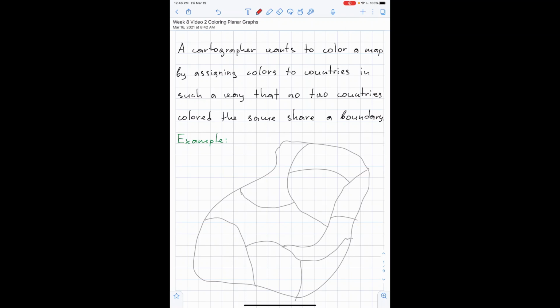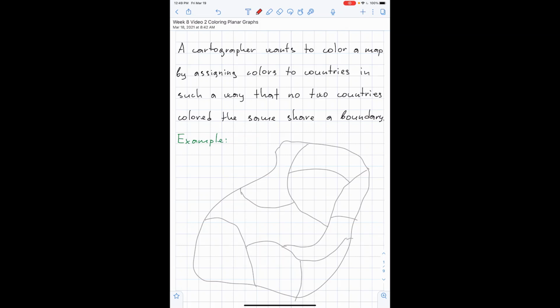Hello everybody. So today we are going to talk about coloring planar graphs and maps. So let's start with the following question, problem. Let's say that a cartographer wants to color a map, kind of a political map with countries. So he wants to color the map by assigning colors to countries in such a way that no two countries that are colored the same color share a boundary.